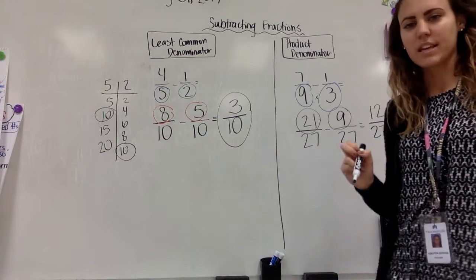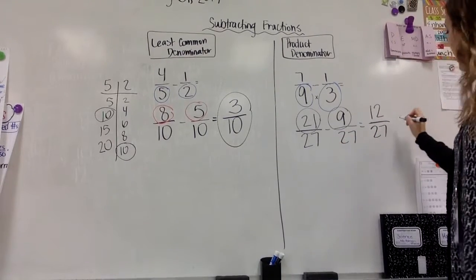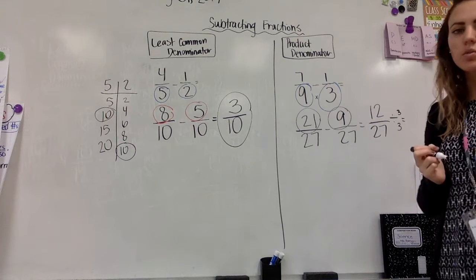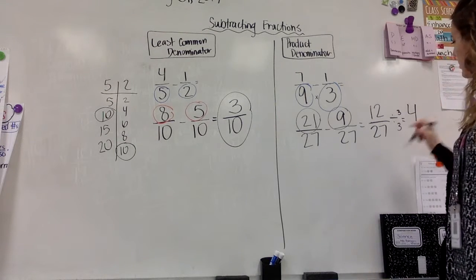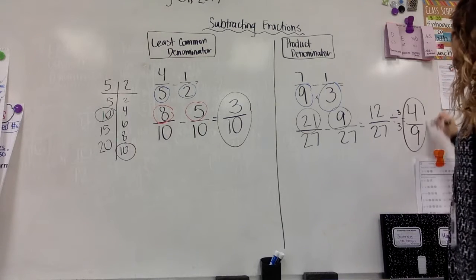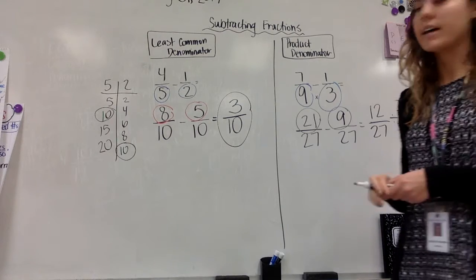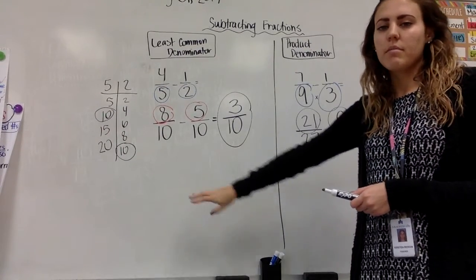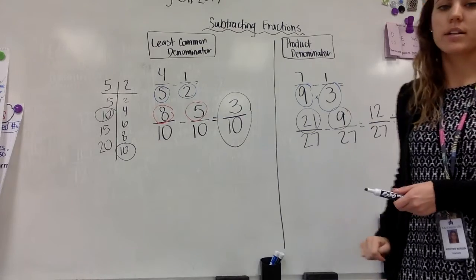But 12 over 27 can simplify. I know those numbers are both divisible by 3. So 12 divided by 3 is 4, and 27 divided by 3 is 9. So 4/9 is my answer, and that is solving subtracting fractions with the least common denominator method and with the product denominator method.